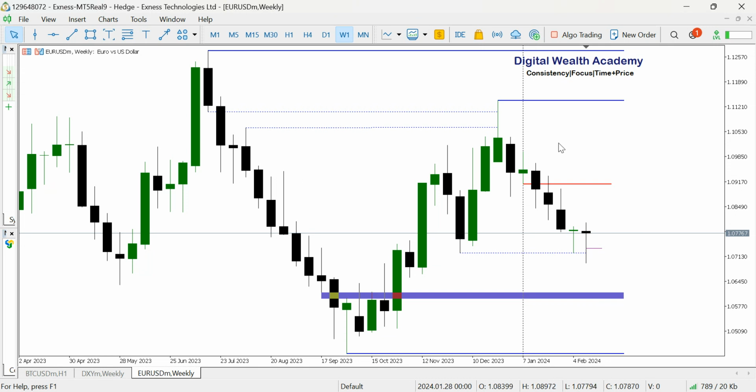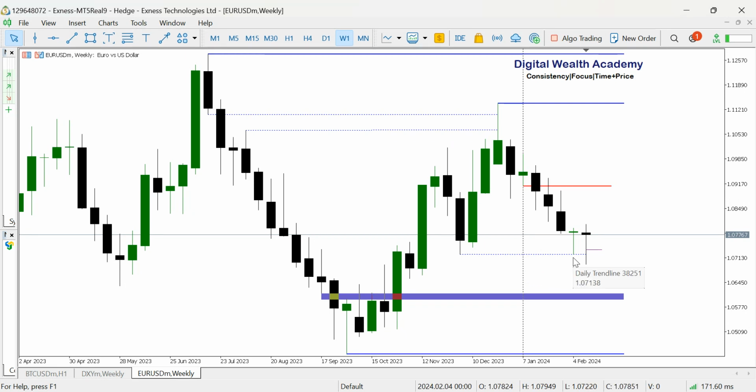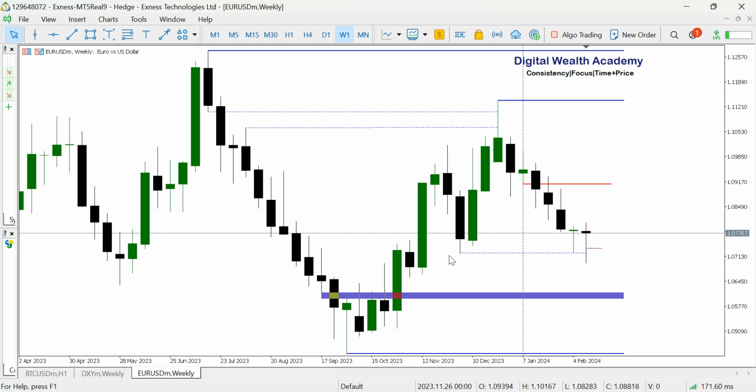Now, because we have already used this bullish order block, it is not supposed to be that effective, because it has been tapped before and we tapped on it again. Also, we took out liquidity here, which is this line here. We took out that liquidity and we tapped on that weekly order block.